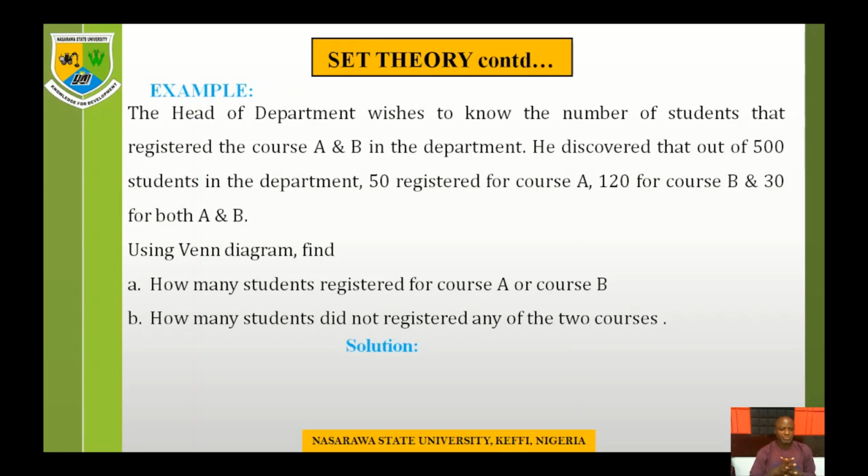Discovered that out of these 500 students in the department, 50 registered for course A, 120 for course B, and 30 for both A and B. The question is, use the Venn diagram to find how many students register for course A or course B. 2. How many students did not register any of the two courses at all?